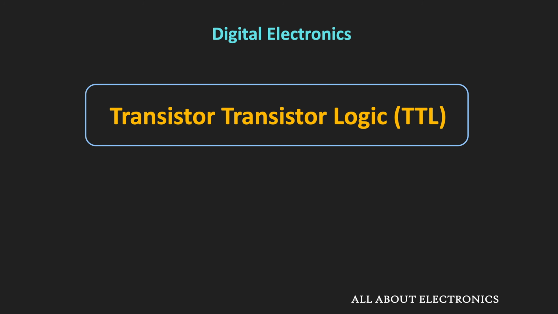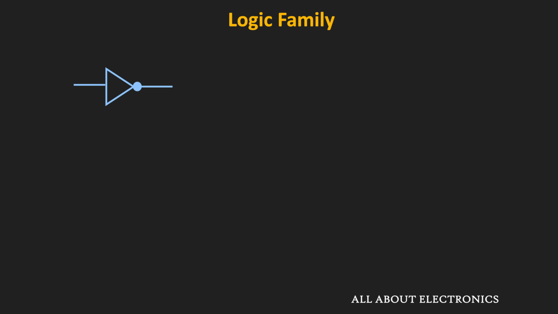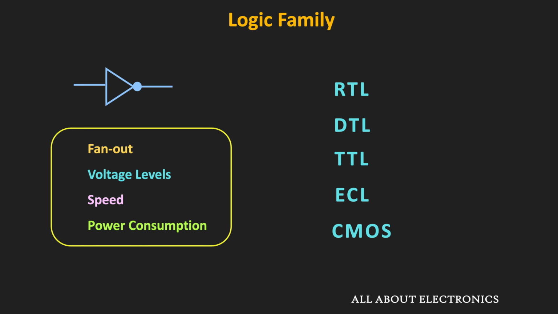So in this video, we will learn about the transistor transistor logic, which is also commonly known as the TTL. The logic gates which we have seen so far are designed using different IC technologies, which are also known as the logic families. The common logic families typically used in IC fabrication are RTL, DTL, TTL, ECL and CMOS. These logic families, or the IC technology used in designing these logic gates, determine their characteristics like the speed, voltage levels, fan out and power consumption.